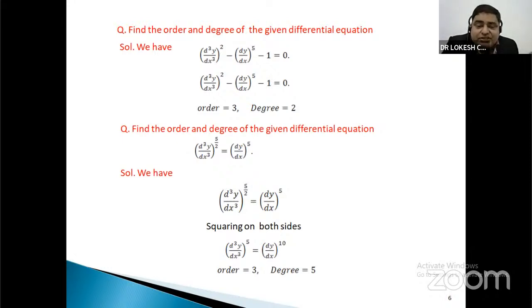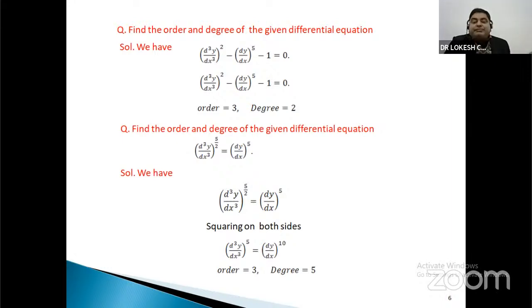We convert it into simpler terms by squaring both sides. If we square both sides, then (d cube y by dx cube) whole power 5 by 2 becomes (d cube y by dx cube) whole power 5, and on the right hand side, (dy by dx) whole power 10. Again, for order, the highest order derivative is d cube y by dx cube, so order is 3, and the power of d cube y by dx cube is 5, so the degree is 5.